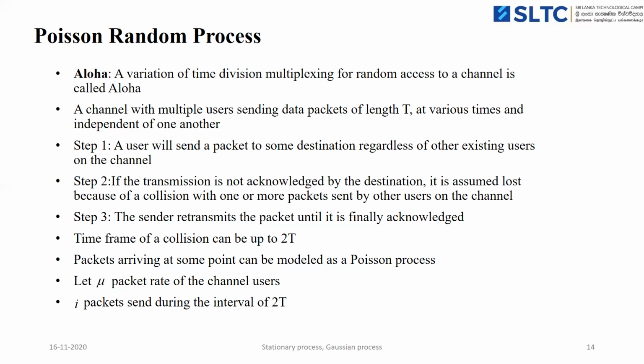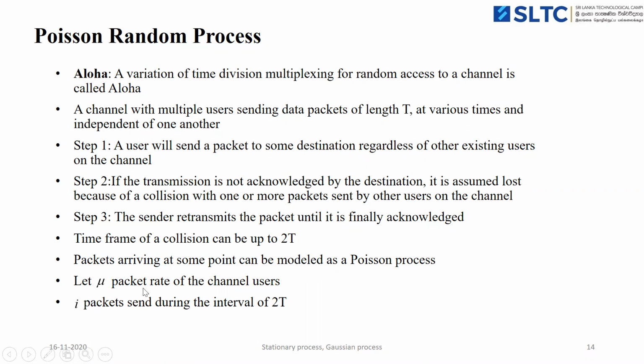Then the time frame for the collision is considered the 2T duration. Then the packets arriving at some point can be modeled as a Poisson process, because the arrival of the packets at some particular point is also random in nature. Sometimes two packets will arrive, sometimes 10 packets, sometimes 15 packets, and so on. So we can model it as a Poisson random process.